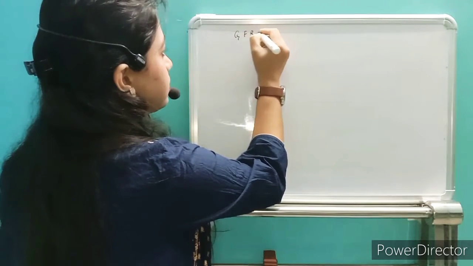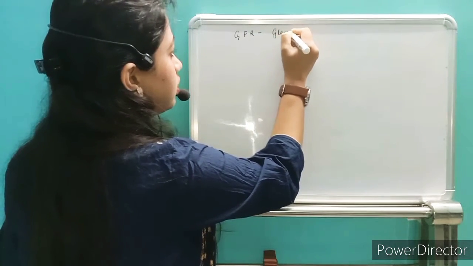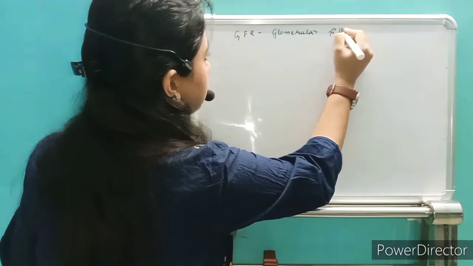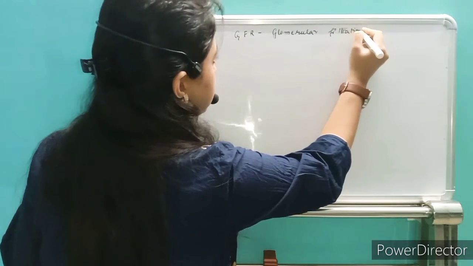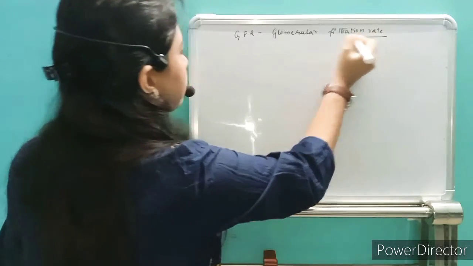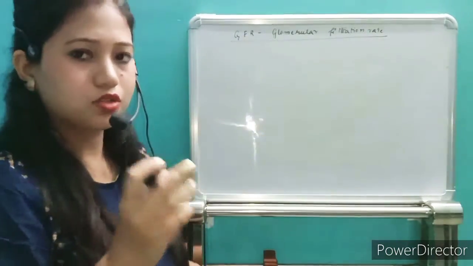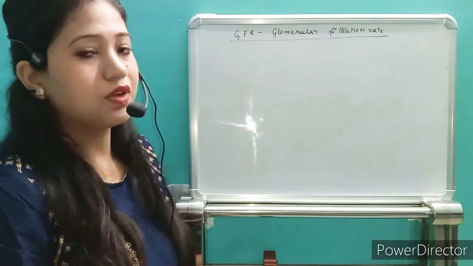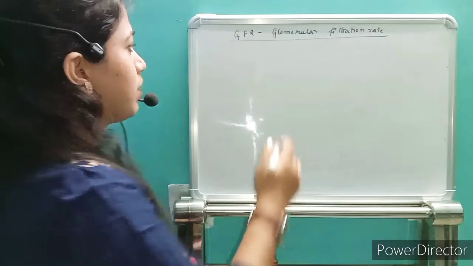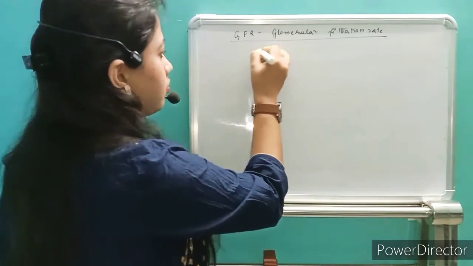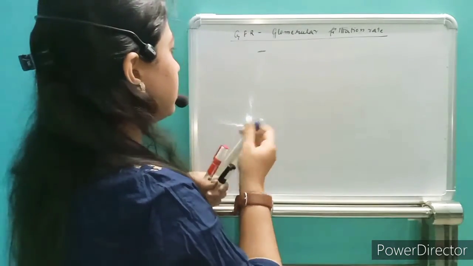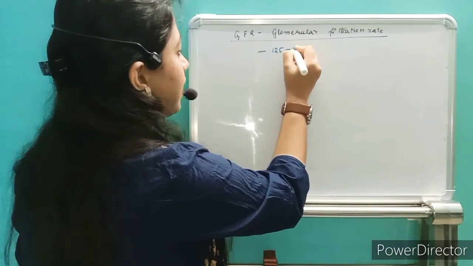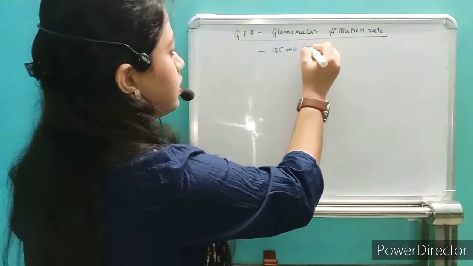So GFR stands for glomerular filtration rate. Okay, glomerular filtration rate, in short we will write as GFR. What is our glomerular filtration rate? That in 1 minute, we can produce 125 ml of urine per minute.